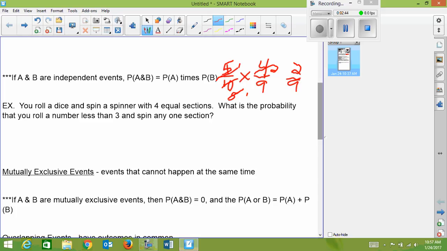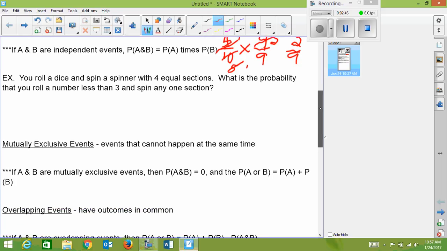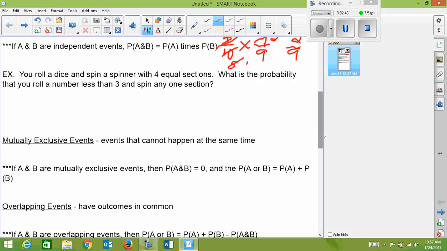So my next example, you roll a dice and you spin a spinner that has 4 equal sections. What is the probability that you roll a number less than 3 and spin any one section? Okay, they're not saying which section, just a section, and they're all equal, so it doesn't really matter. So I roll a dice. What is the chance I'm going to roll a number less than 3? Well, that would only be a 2 and a 1 that would count, right?